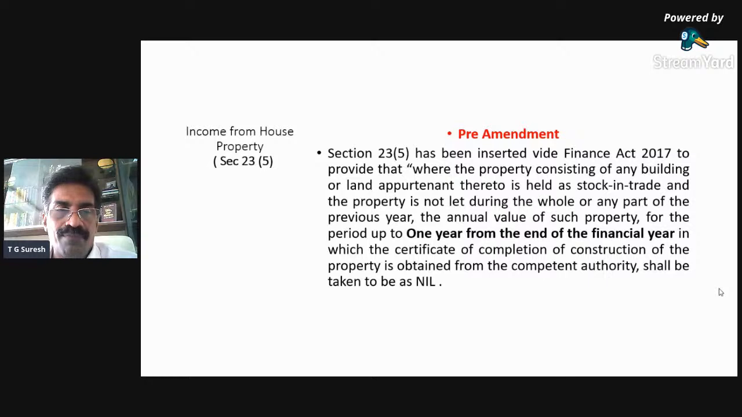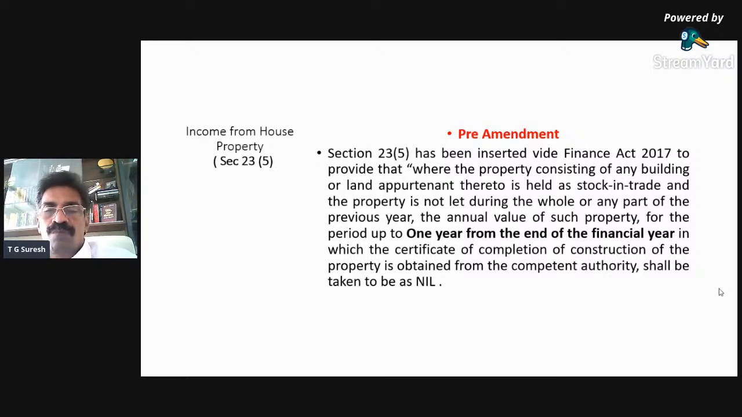They introduced section 23(5). So 23(5) says where the property consisting of any buildings or the lands appurtenant thereto is held as stock in trade and the property is not let during the whole or any part of the previous year, the annual value of such property for the period up to 1 year from the end of the financial year in which the certificate of completion of construction of the property is obtained from the competent authority shall be taken to be 0. So this is a very good point to support the real estate companies.